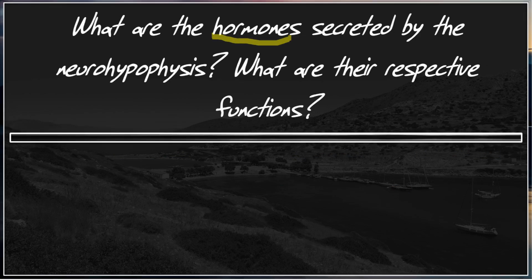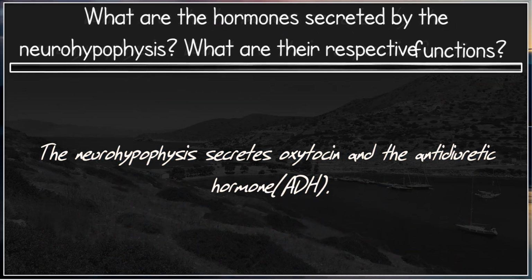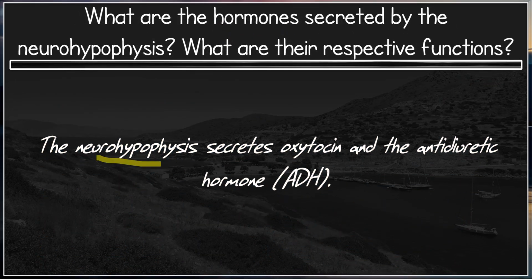What are the hormones secreted by the neurohypophysis? What are their respective functions? Neurohypophysis secretes oxytocin and the antidiuretic hormone, ADH.